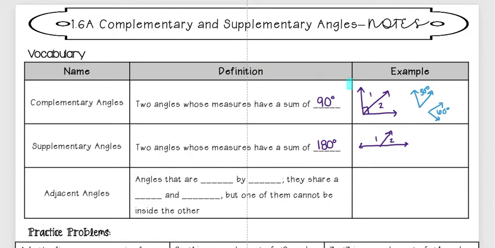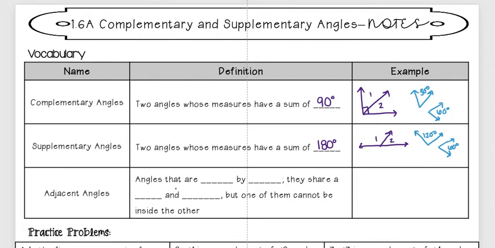Or again, they don't have to be right next to each other. I could instead have this angle, let's say it's 120 degrees, and this angle, let's say that's 60 degrees. Those are also supplementary because 120 plus 60 gets me 180.